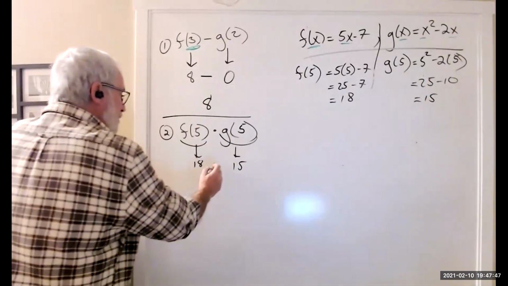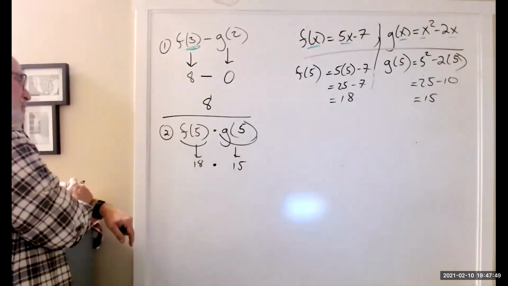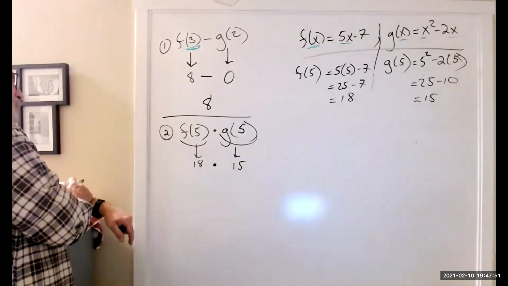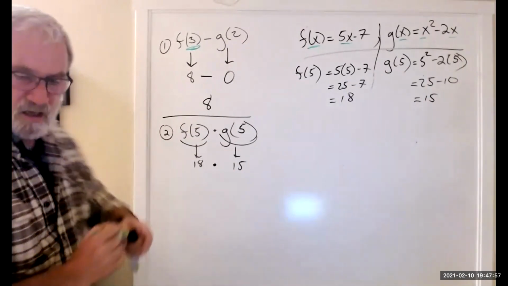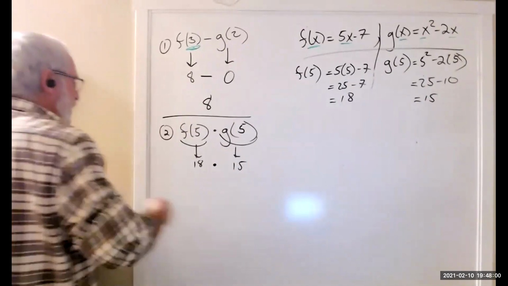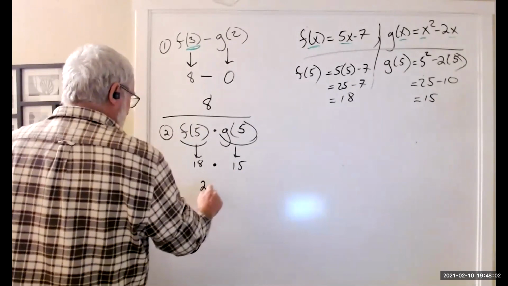But I'm supposed to multiply these together. 18 times 15, is that 220? 270 is what I got. 270, okay. Well, then don't trust me to do things in my head.